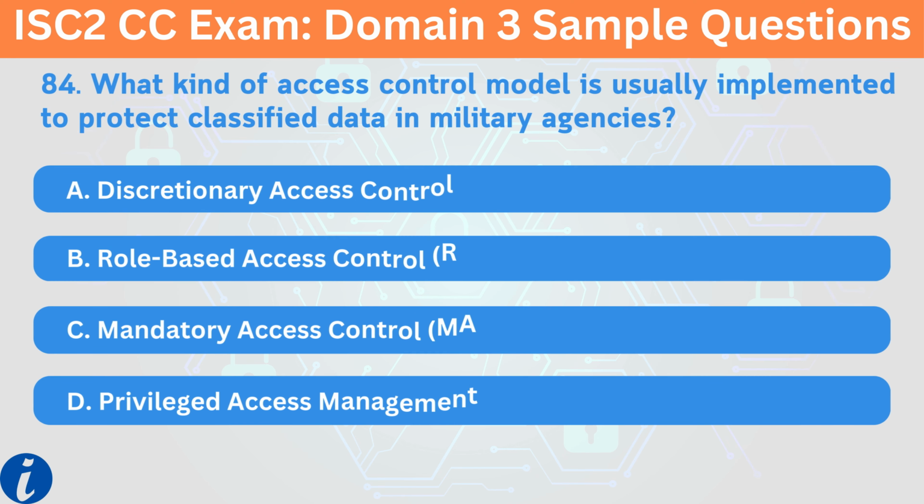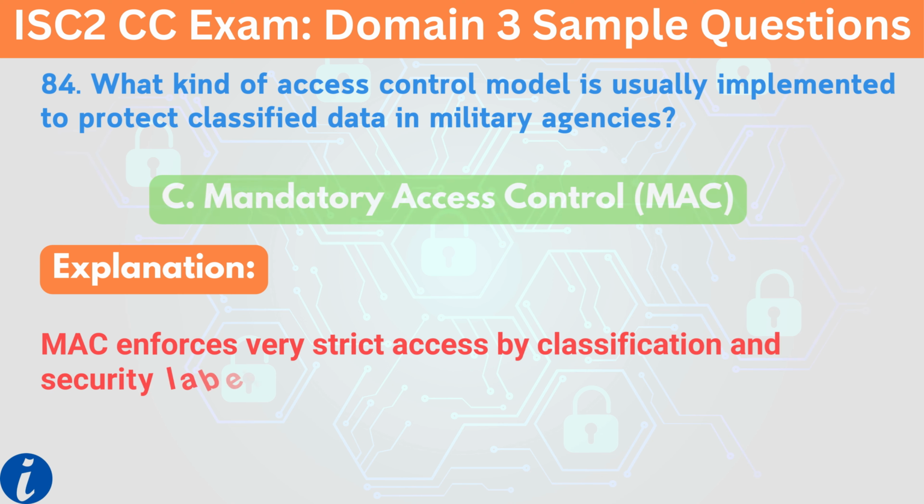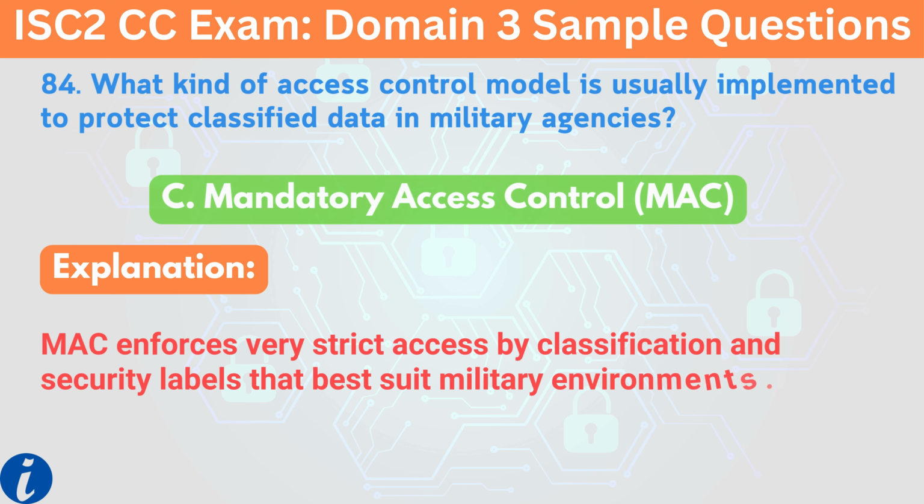84. What kind of access control model is usually implemented to protect classified data in military agencies? A. Discretionary access control, DAC. B. Role-based access control, RBAC. C. Mandatory access control, MAC. D. Privileged access management. The correct answer is C. Mandatory access control, MAC. Explanation. MAC enforces very strict access by classification and security labels that best suit military environments.